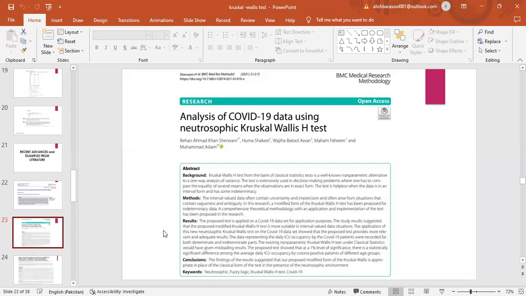The data representing the daily ICU occupancy by the COVID-19 patients were recorded for both determinate and indeterminate paths. The existing non-parametric Kruskal-Wallis H test under classical statistics would have given misleading results. The proposed test showed that at the 1% level of significance, there is a statistically significant difference among the average daily ICU occupancy by corona-positive patients of different age groups. The findings suggested that our proposed modified form of the Kruskal-Wallis is appropriate in place of the classical form of the test in the presence of the neutrosophic environment.